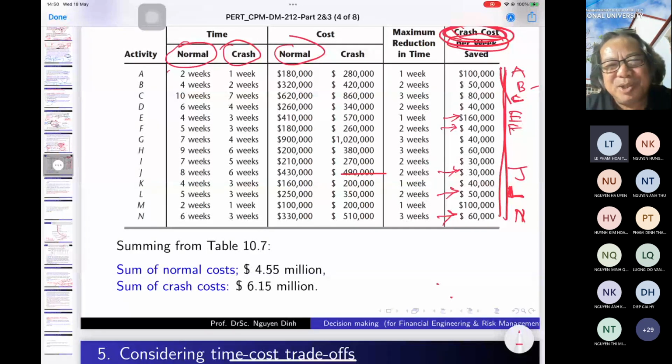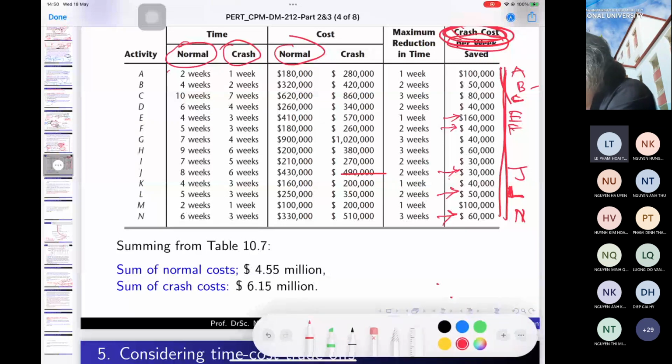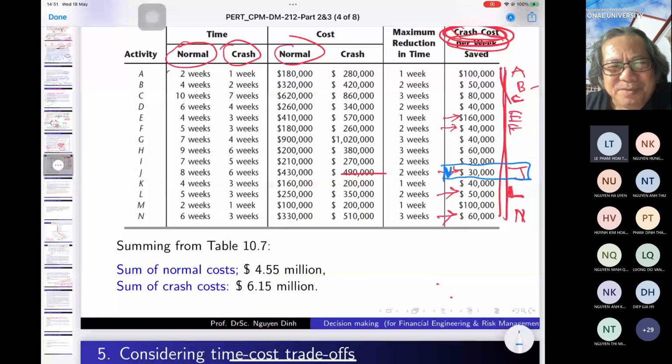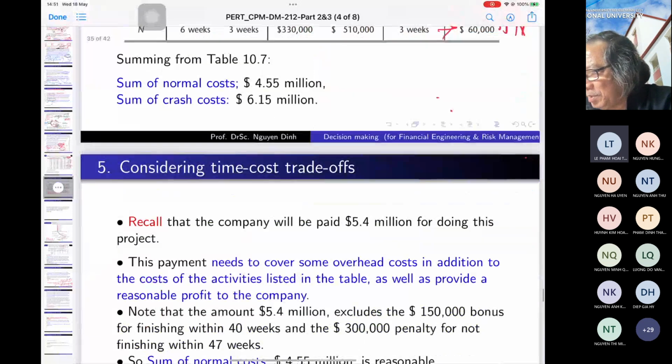The node that is cheapest. The cheapest here is what? 30. The cheapest node that we can reduce 1 week is 30. J. Is that okay? We can reduce J, and we have to pay only $30,000 for 1 week. And you remember J, you can reduce at most 2 weeks. And so now we come to this.